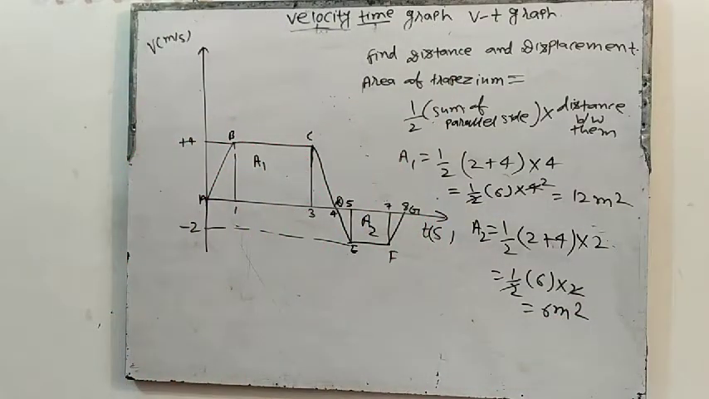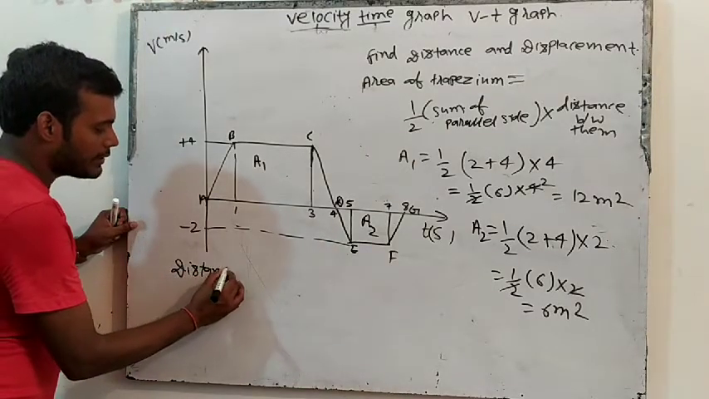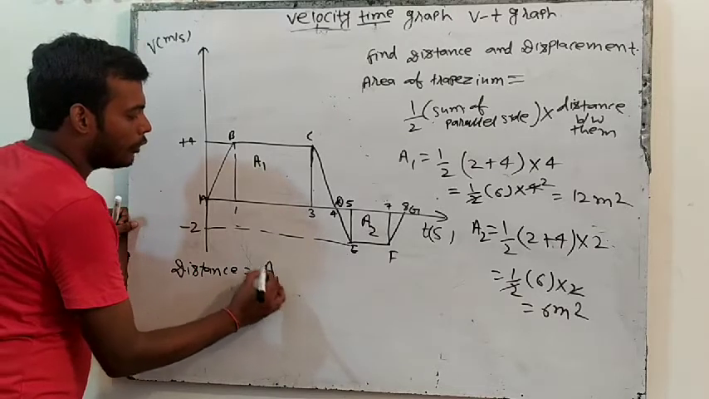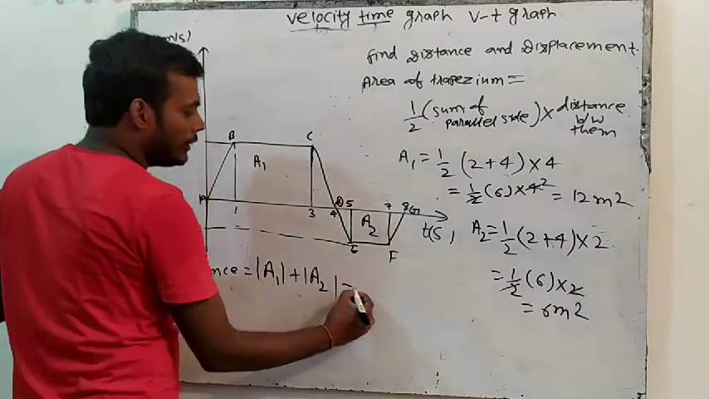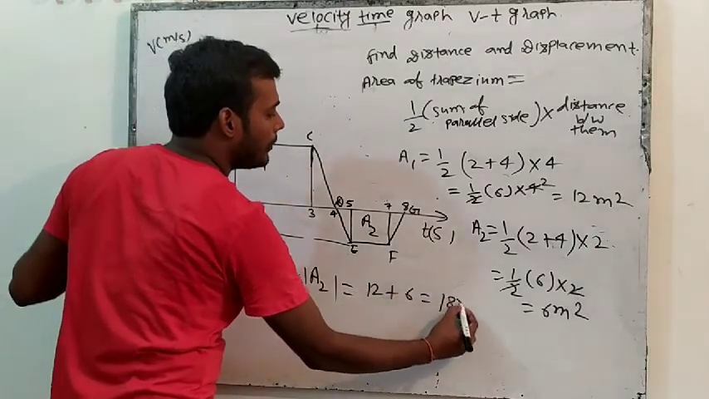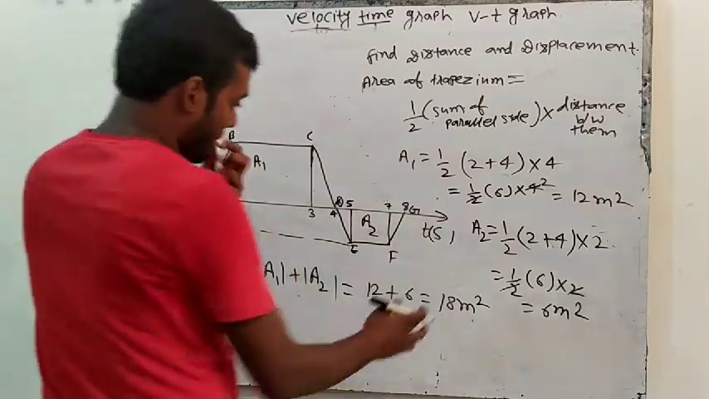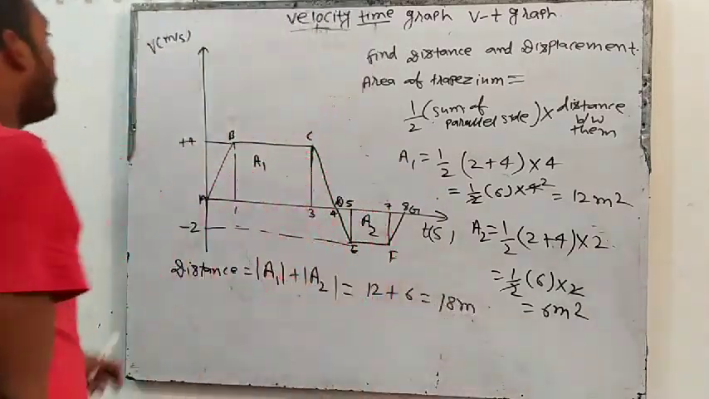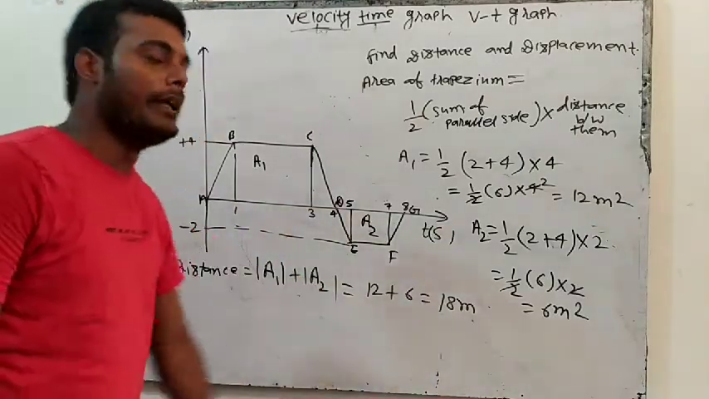If suppose I find distance, how will we find distance? Mod of A1 plus mod of A2. That means 12 plus 6. I have to take positive, so this will be 18. Oh, sorry. Area of the velocity time graph will give us information about distance, so the distance unit will be meter.